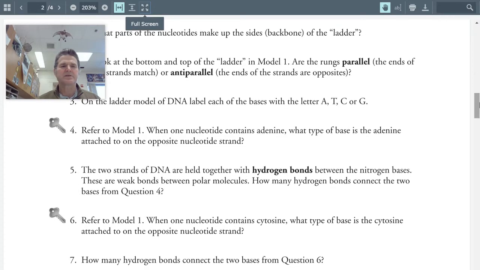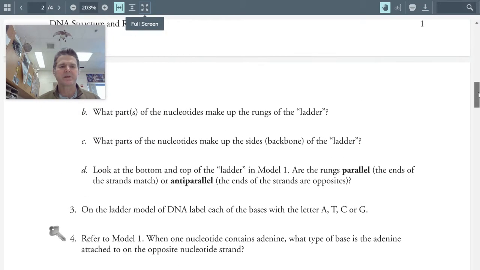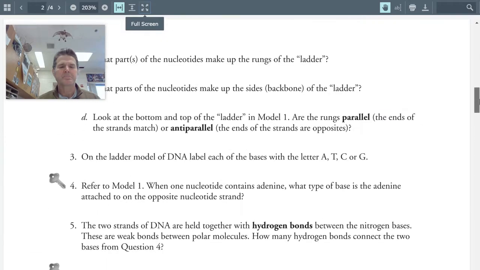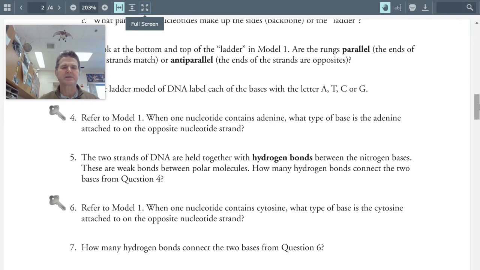Okay. So let's look at question 4 here real quickly. I think they've got a key by it because I think it's important. Refer to Model 1. When one nucleotide contains adenine, what type of base is adenine attached to on the opposite strand? That's just practicing Chargaff's rule. Very easy. Number 6 is also a key question. When one nucleotide contains cytosine, what type of base is the cytosine attached to on the opposite nucleotide strand? Again, practicing Chargaff's rules. This is going to be a real simple assignment, guys.